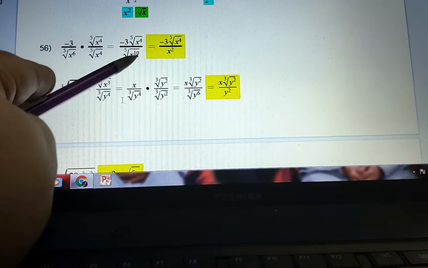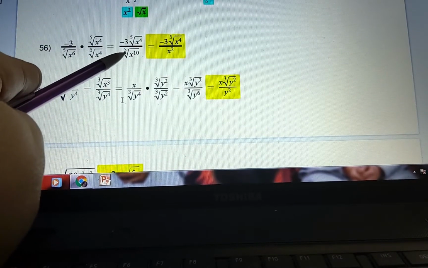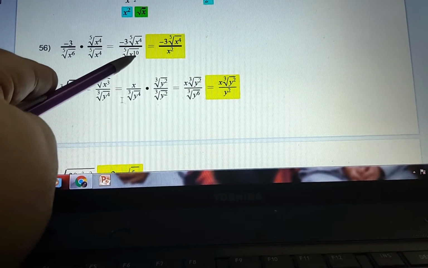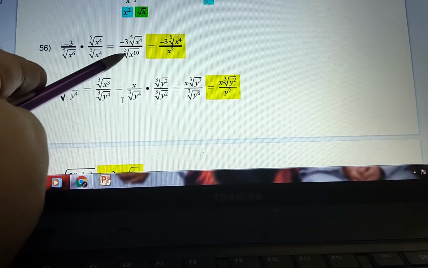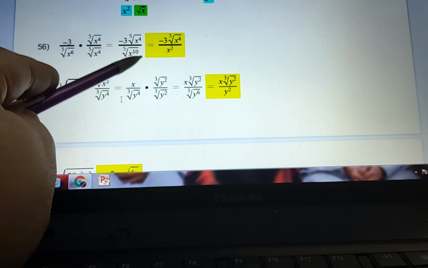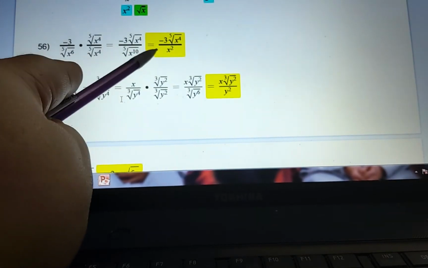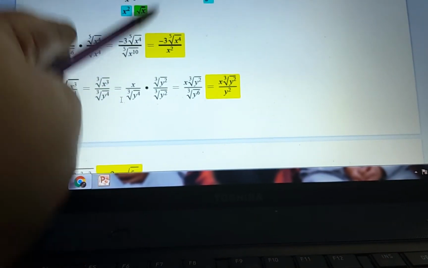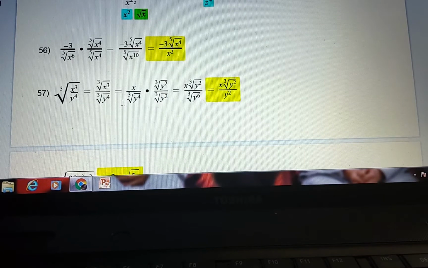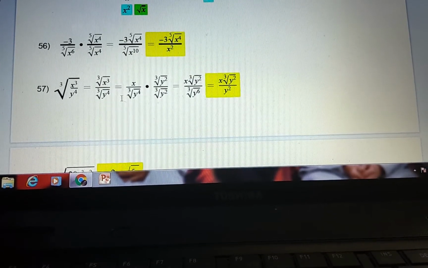Now remember, what you're doing is you're taking the power over the index. So 10 over 5 is 2. So now my bottom is simplified and doesn't have a radical in it.